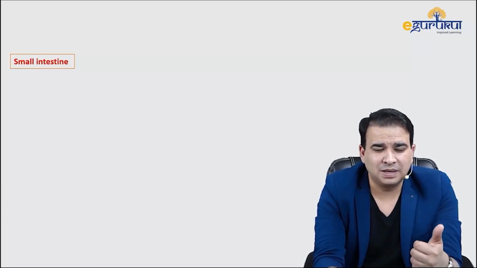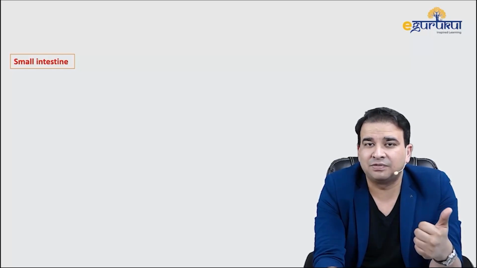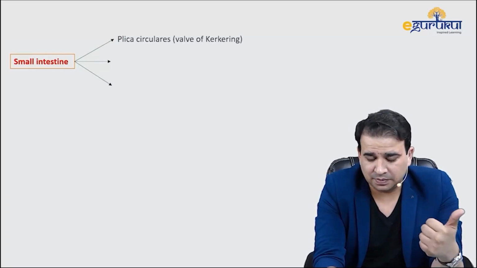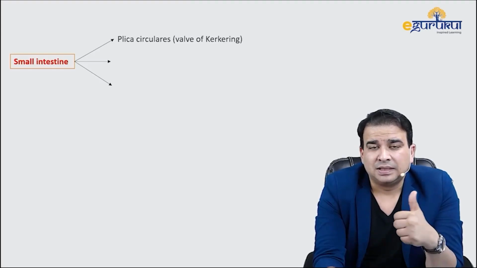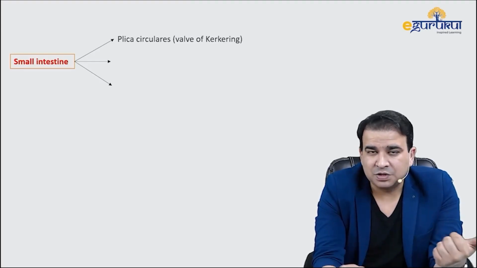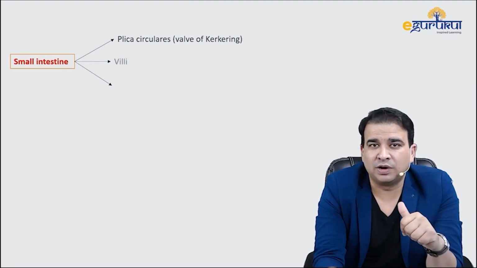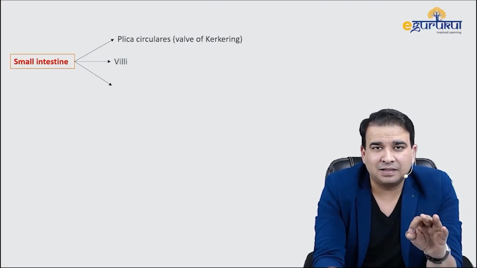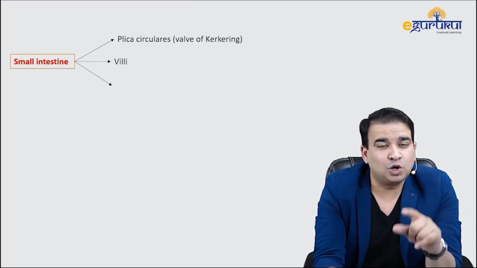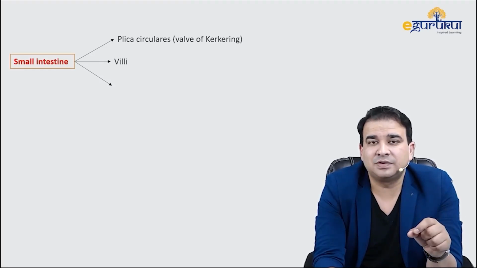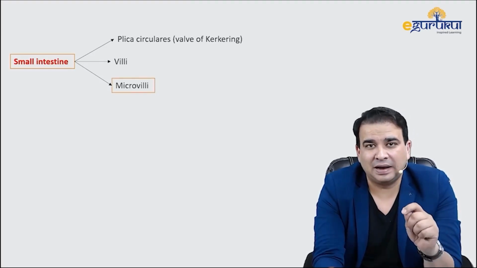And one of them is the presence of the valve of Kerckring, that is also called the plica circularis. Then we have the villi, which is again a big factor for increasing the surface of the small intestine. But the main amplification is not by the plica or by the villi, it is by the apical surface of the cell bearing microvilli.